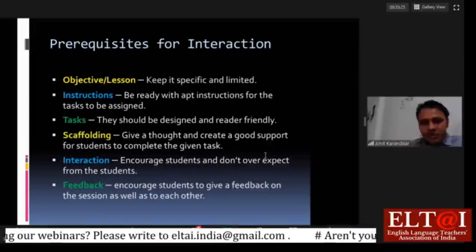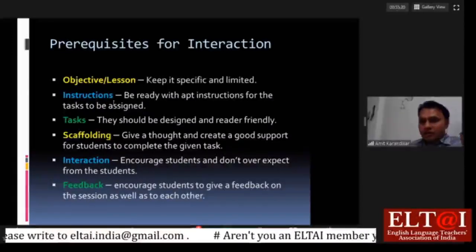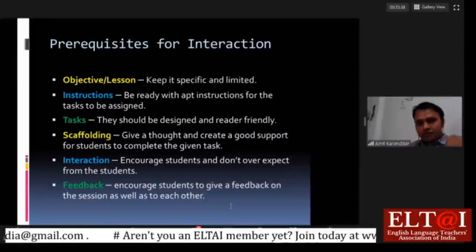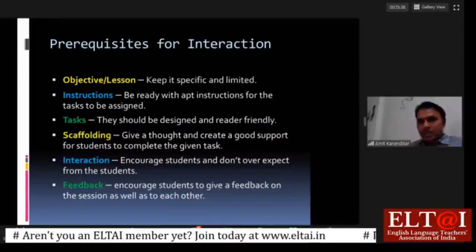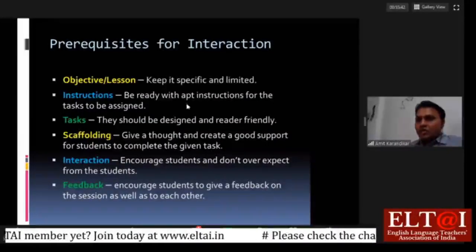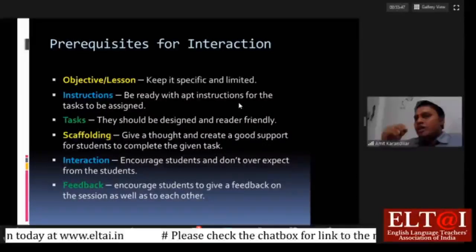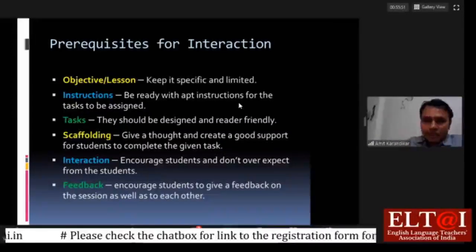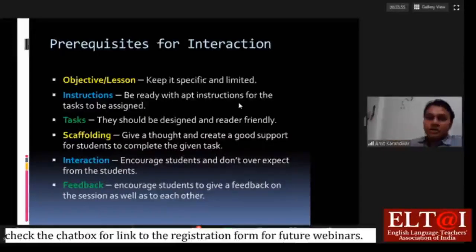To achieve those objectives, it is very important that we have very apt instructions. Whatever instructions we want to give, since we want to save time on our instruction, it is important that we have apt instructions for the tasks to be assigned. Then finally, the task for which there will be interaction. The task should be designed to be reader friendly. When I say reader friendly, there will be instructions that I give to my students, but when I present the task to them, they should be able to see and read the task and still understand it by themselves.